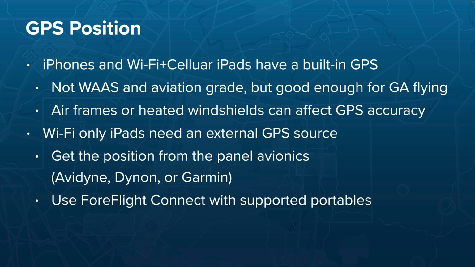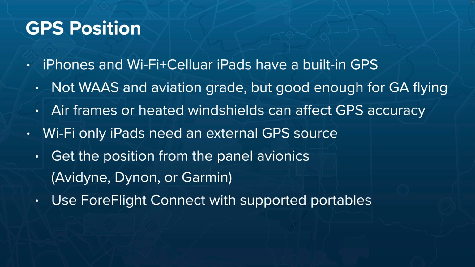While all iPhones have a built-in GPS receiver, only Wi-Fi and cellular iPads have a GPS receiver. Wi-Fi only iPads do not have GPS receivers but can still get position information from a wireless network. If you have a Wi-Fi only iPad and need accurate GPS position data, you definitely need to use an external GPS receiver. The internal GPS of an iPhone or Wi-Fi and cellular iPad is not WAAS and not aviation grade, but it's good enough for most general aviation use cases.